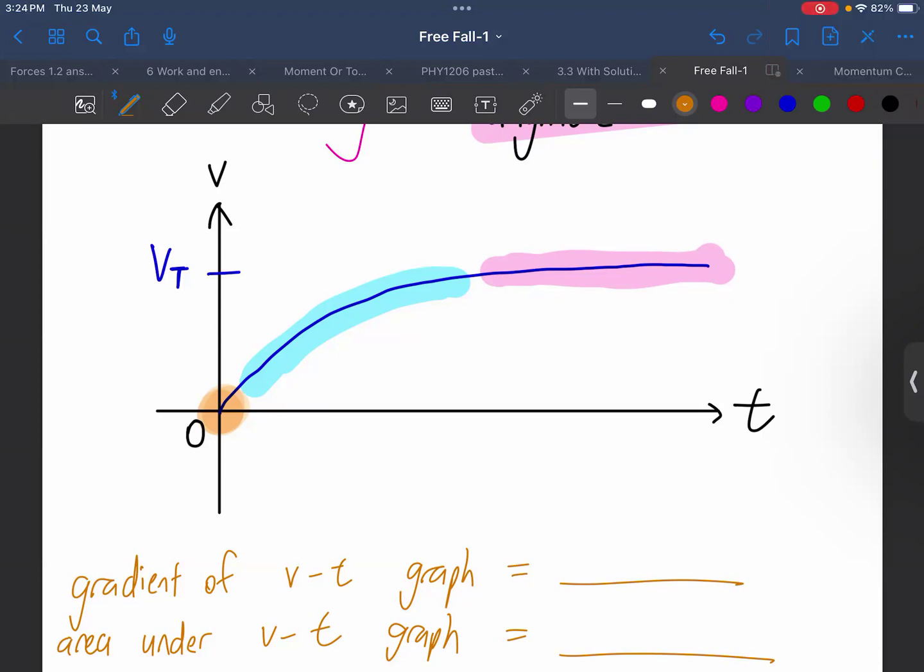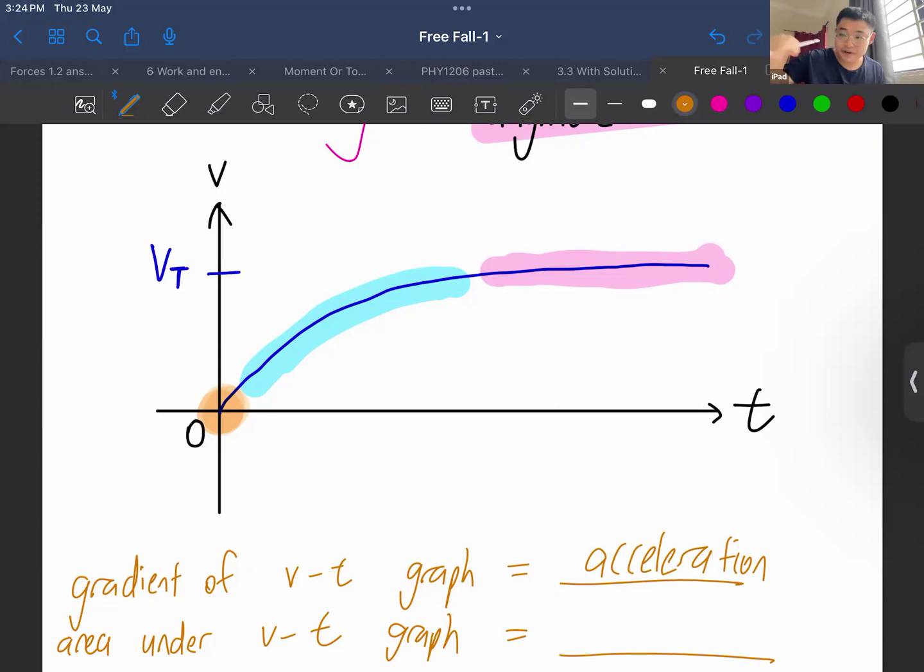Gradient of VT graph is what? Is 0. No. You should give me one English word to tell me the quantity. For example, gradient of VT graph, I can tell you like this, acceleration. Are you okay?